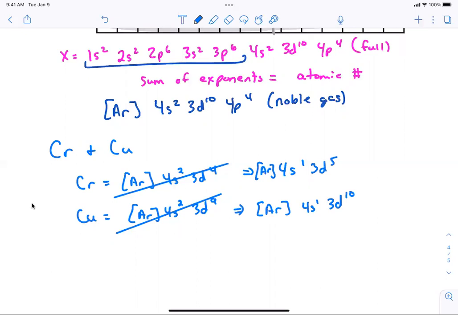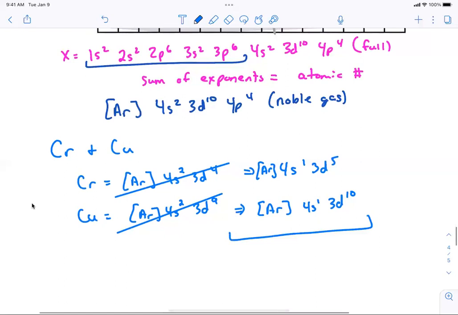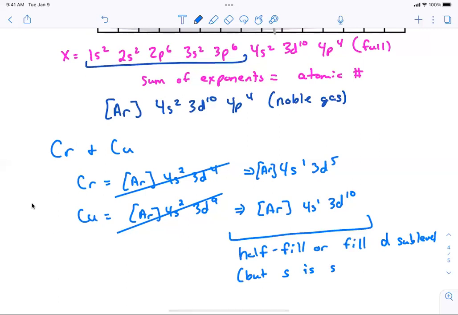The idea is to half fill or fill the d sublevel, but s is still half full. No, we're going to get that in a second. I know there is a rule about low energy states of half filled and full, but that's more for the orbital diagram. We'll talk about it in a second. So do know those exceptions for this.